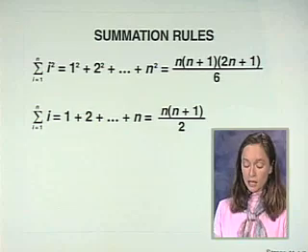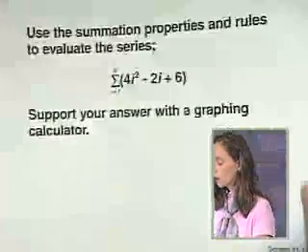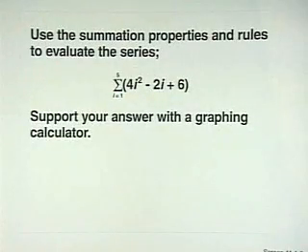Let's use all of these together to do the following. So we're going to use summation properties and rules to evaluate this particular series. What we're given is the sum from 1 to 5 of 4i squared minus 2i plus 6. And then we'll check our work, support our work with a graphing calculator.